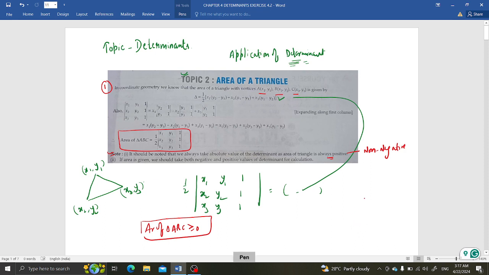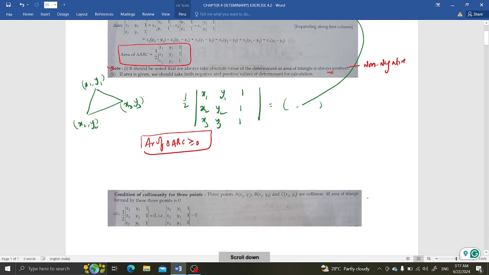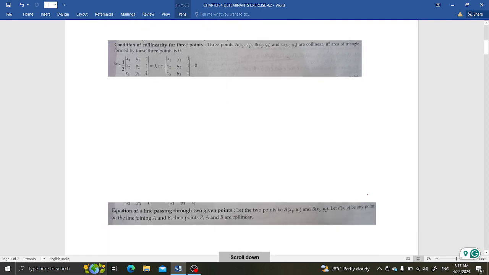Now the next concept is related to the area of the triangle. The second application of the determinant is that we can prove 3 points are collinear. It is the same as in 11th class, where we proved that if the area of a triangle is 0, then the points which form the triangle are collinear.